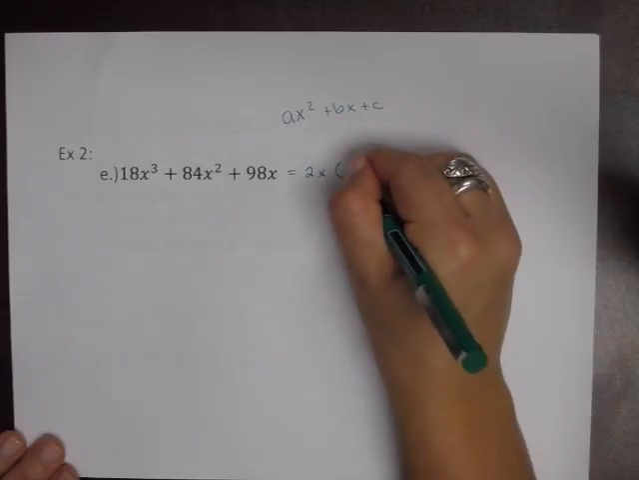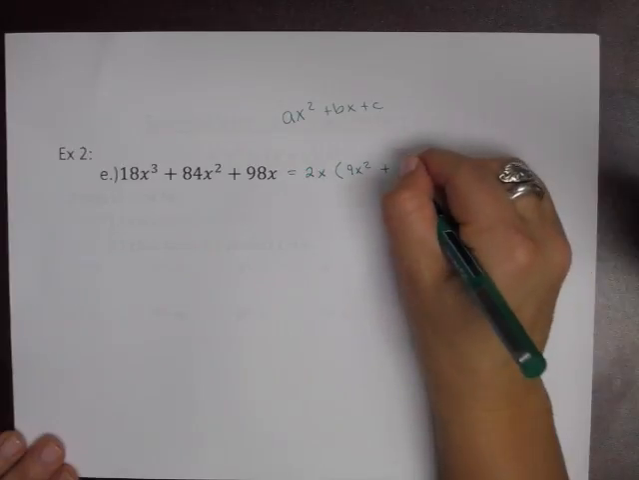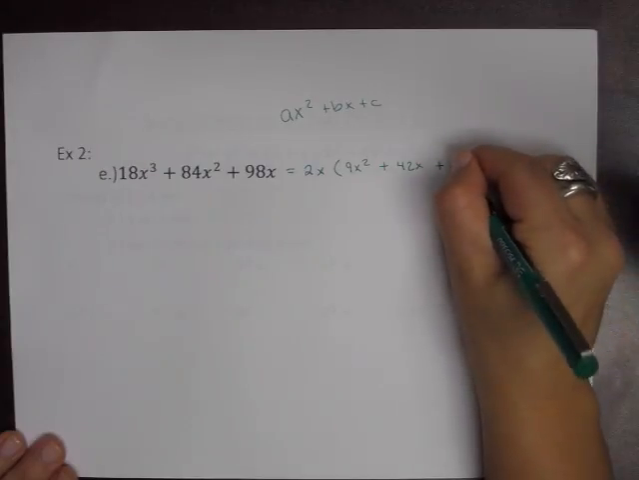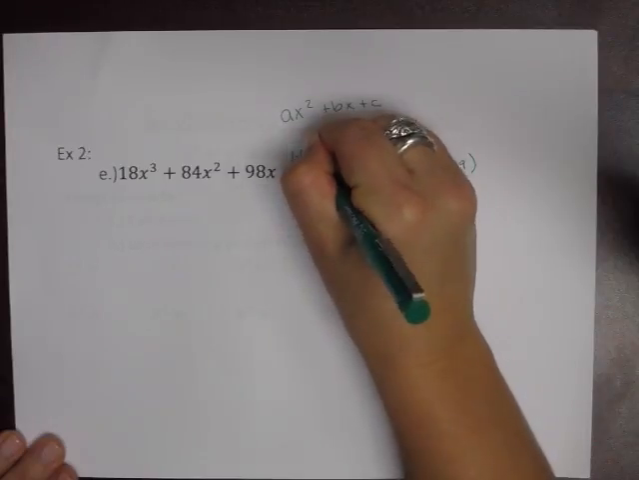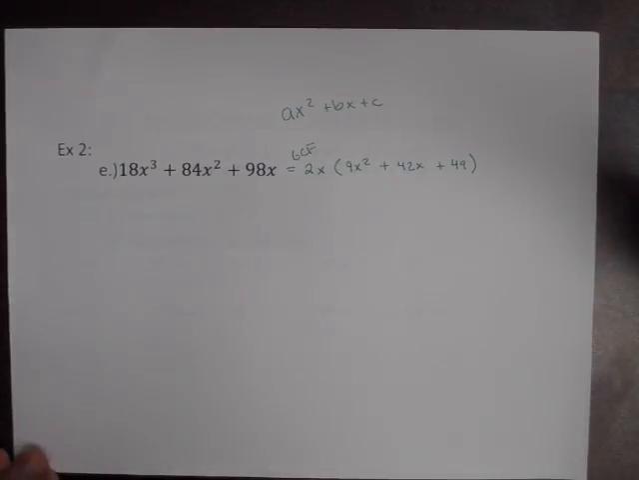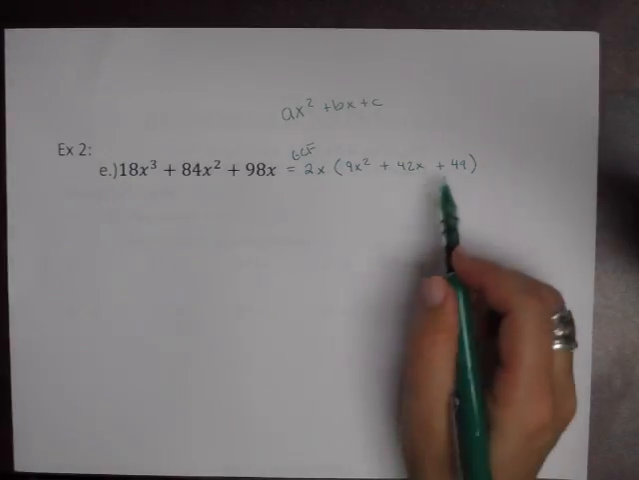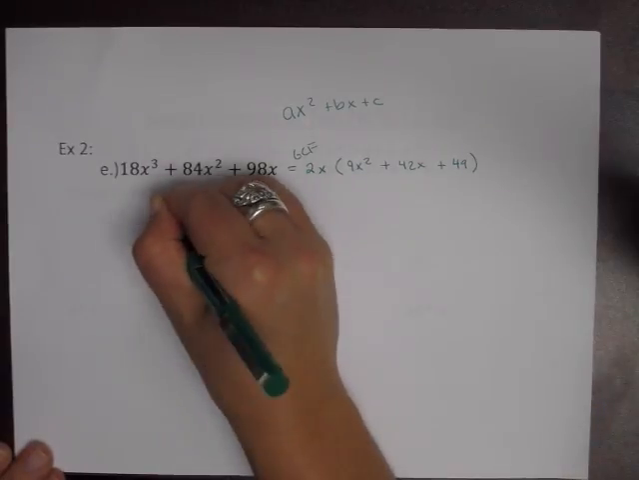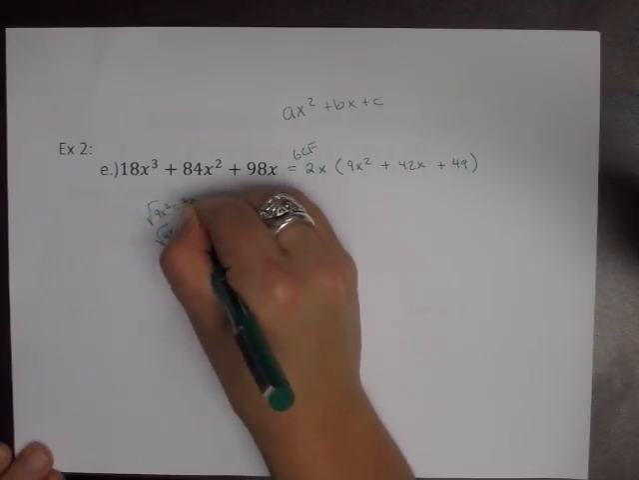So 18 divided by 2 is going to be 9x squared, plus 84 divided by 2 is going to be 42x, plus 98 divided by 2 is going to be 49. So once I pull out my GCF of 2x, then I can see that I have 9x squared plus 42x plus 49. Alright, so I have three terms. My first term is a perfect square, my last term is a perfect square, and my middle term is even. So let's check and see if it will work out. So I take the square root of 9x squared, which would be 3x. Then I take the square root of 49, which will be 7.